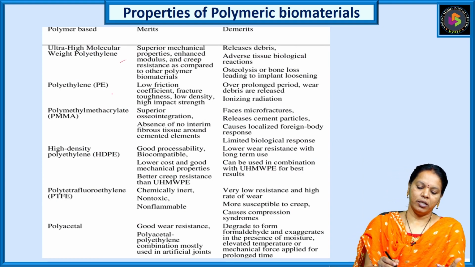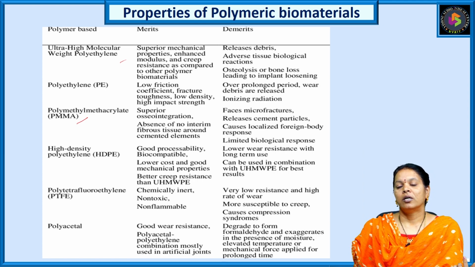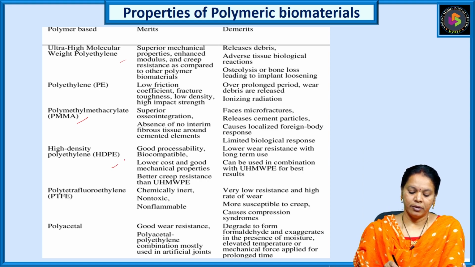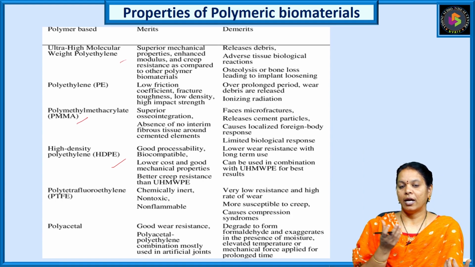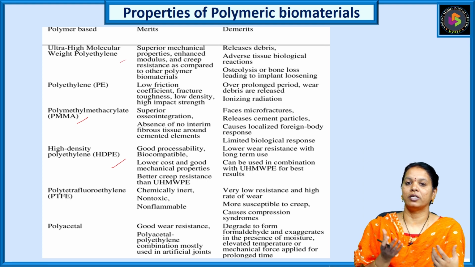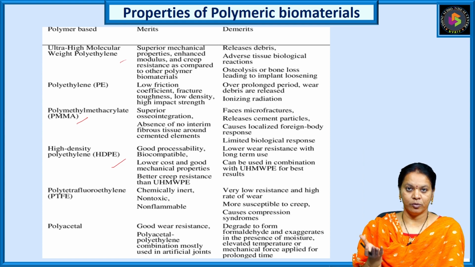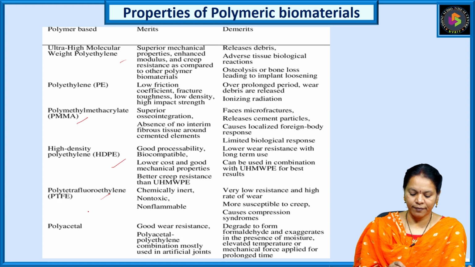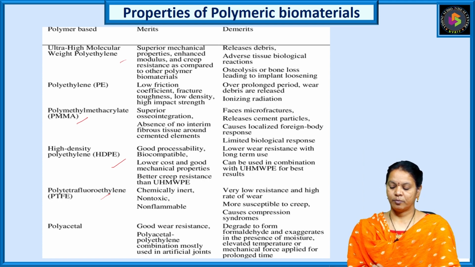These are examples of polymers being used. Polyethylene, PMMA, is best used as bone cement for orthopedic applications, for cementing the stem processes of the hip joint. High density polyethylene is polymerized in such a way that it becomes more dense, and it can be used for bearing loads in orthopedic applications. Teflon, that is polytetrafluoroethylene, and polyacetyl are other majorly used polymers.